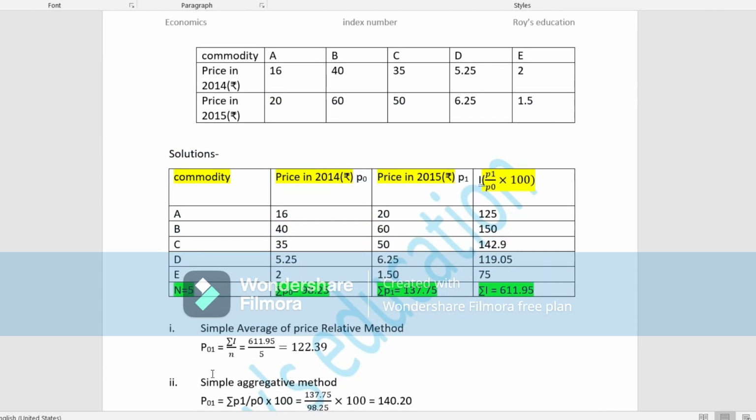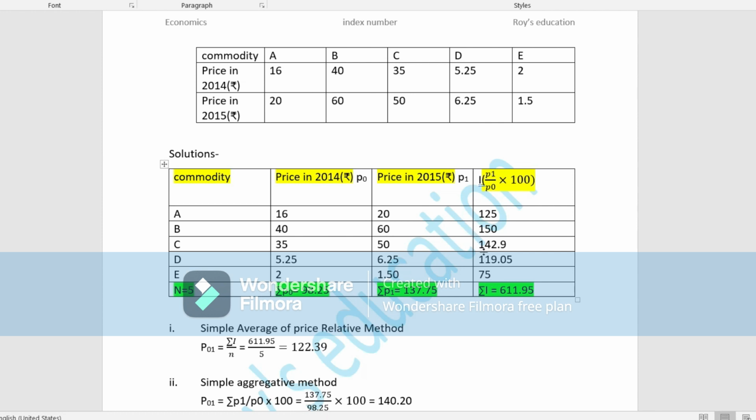So in the first method, the simple average or price relative method, how are you going to calculate it? Summation I by n. Now how are you going to calculate this I? I means P1 by P0 into 100. What is P1? P1 is the current year and P0 is the base year. So here the current year is 2015 and the base year is 2014. As in the formula, it is P1 by P0 into 100. P1 is 20 by 16 into 100, that is 125. In a similar way, 60 by 40 into 100, that is 150.